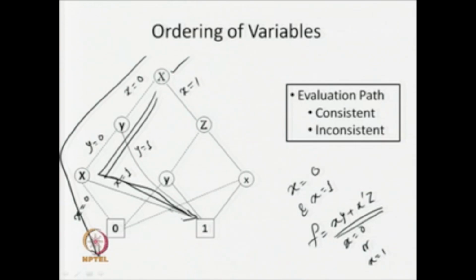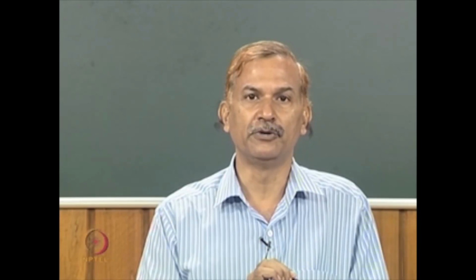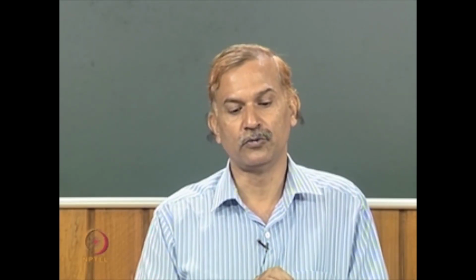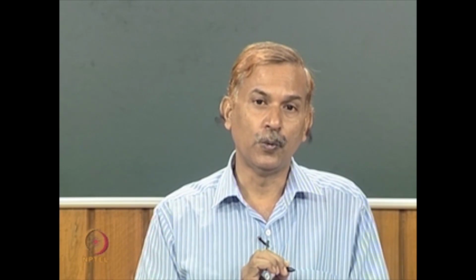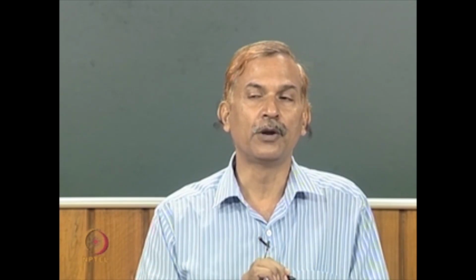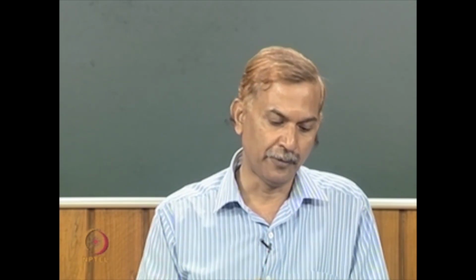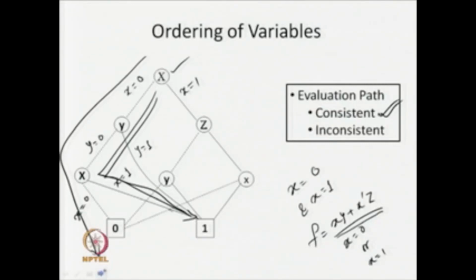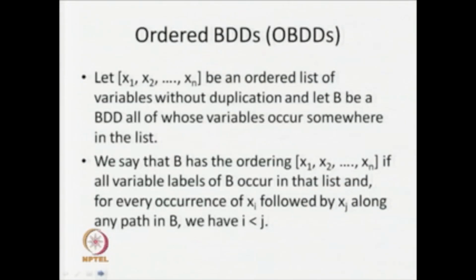That means we have the notion of an inconsistent part in BDD. According to the basic definition of BDD, the evaluation of the function has to be done through a consistent part only; we should not look for the inconsistent part. To eliminate this problem, we put some restriction on the occurrence of the variables, a particular ordering of the variables, and after putting this ordering we get an ordered binary decision diagram.